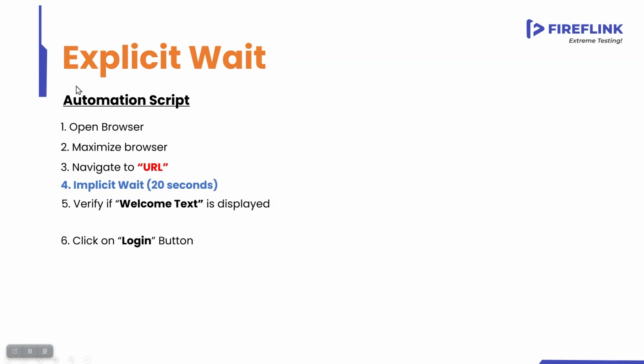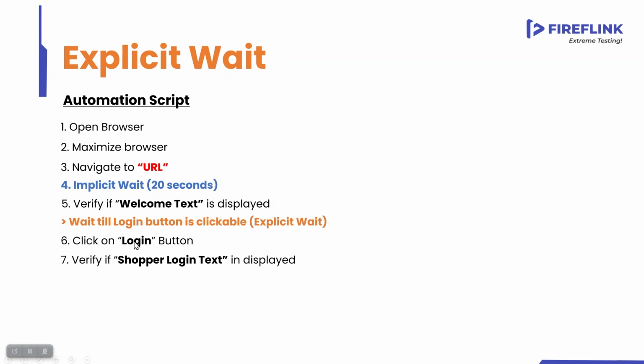So I'll be using something called explicit wait. And here I'm specifying the condition. My condition is I want to wait until this login button is clickable. So that I will specify, and once it is clickable, it is going to click on the login button. So what is my next step?